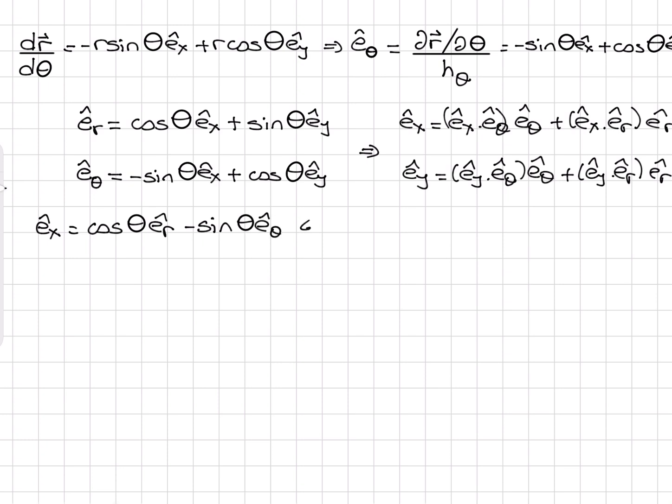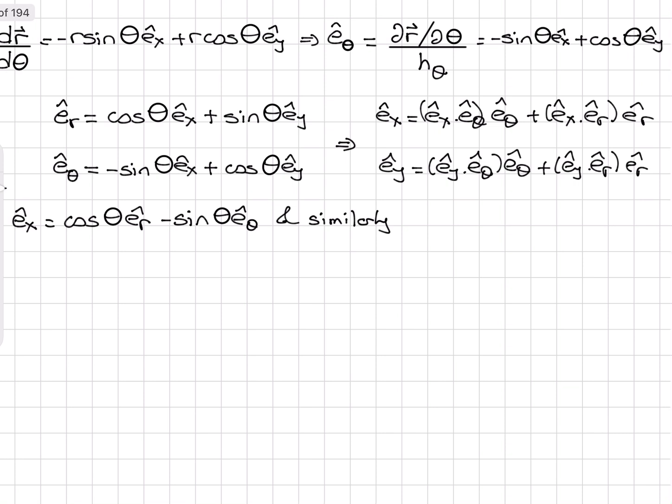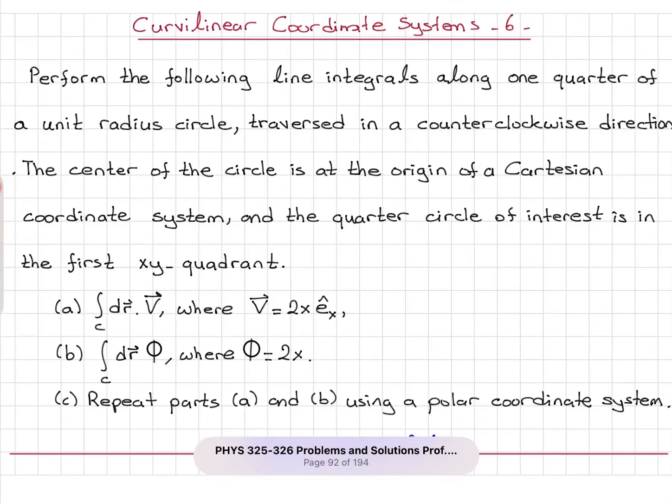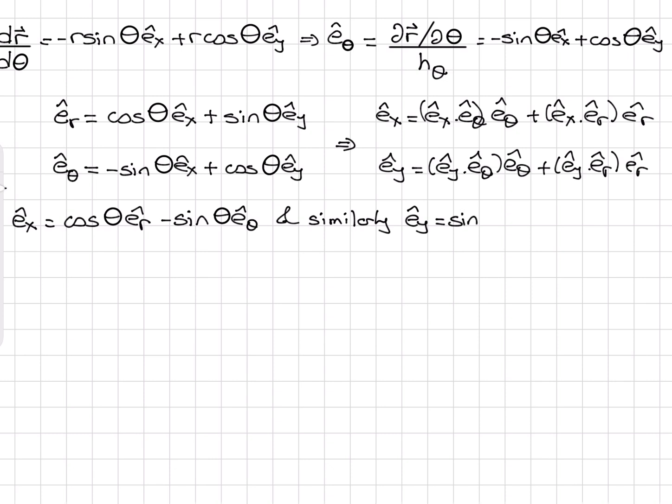And similarly, I can do e_y hat in terms of the unit vectors in the polar coordinate system. e_y hat is e_y hat dot product with e_r hat, which is sine theta, so it's sine theta e_r hat, and cosine theta e_theta hat.